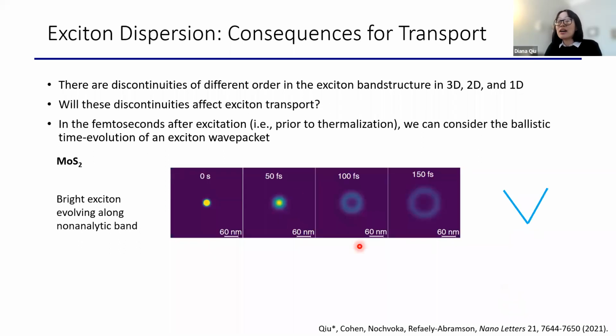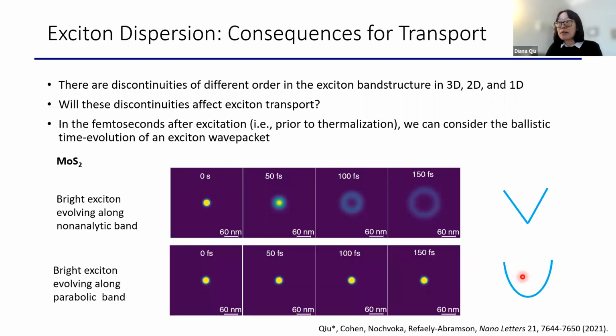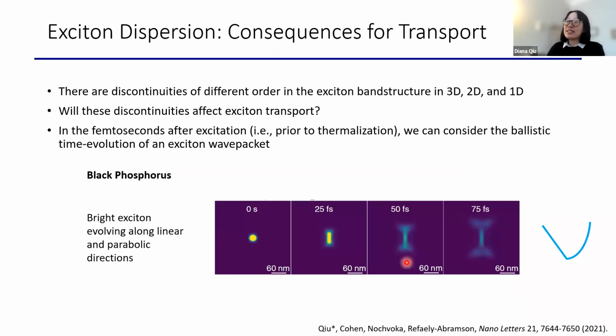Next, we look at an exciton in the V-shaped band and the parabolic band in monolayer MoS2. And we see that for the exciton in the V-shaped band, it develops a node in the exciton density due to the non-analytic dispersion at the gamma point. The exciton coming from the parabolic band, however, remains essentially, again, non-dispersive on this time scale. And for black phosphorus, likewise, this non-analytic behavior at gamma gives rise to a highly asymmetric transport with exciton density spreading along the linearly dispersing direction much more rapidly than along the parabolically dispersing direction.